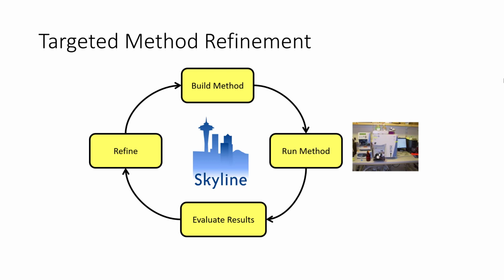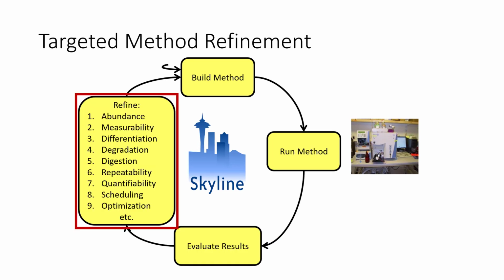So basically, you build a method, run your method, evaluate the results, and refine. And in the case of DIA, you maybe don't even have to keep running the method. You can go around this without rewriting the method. Although in this case, we do have 2 different data sets required to do the refinement.